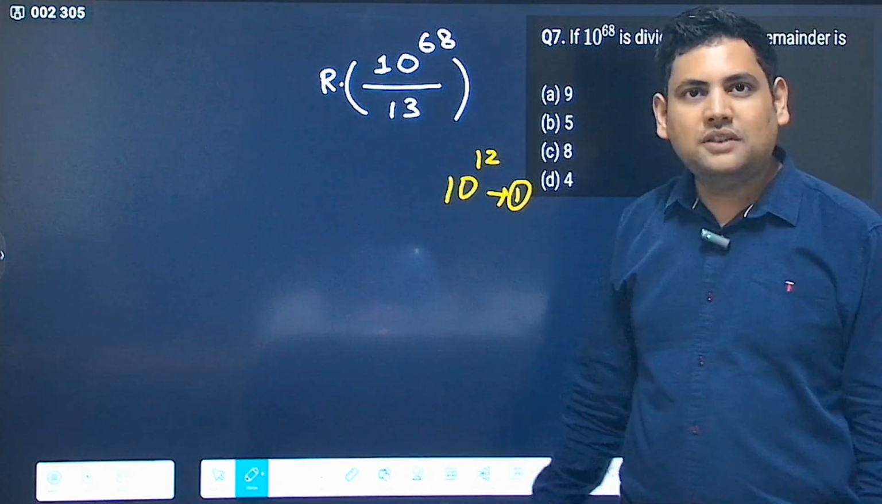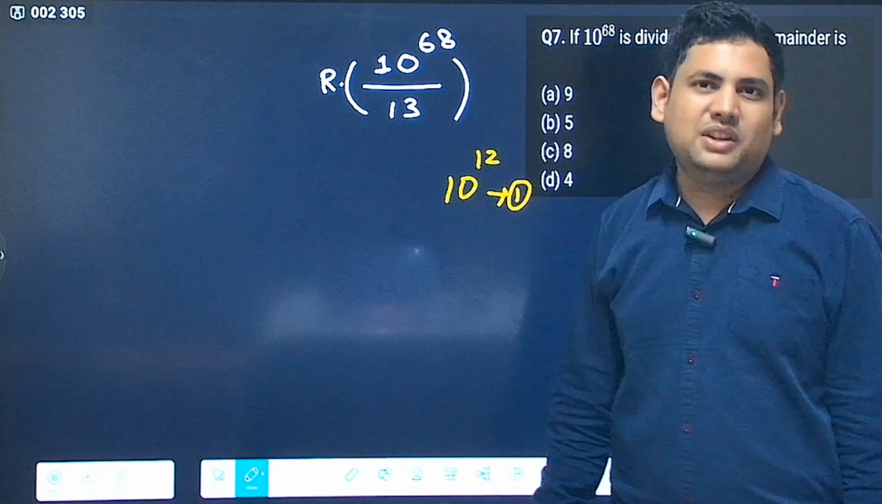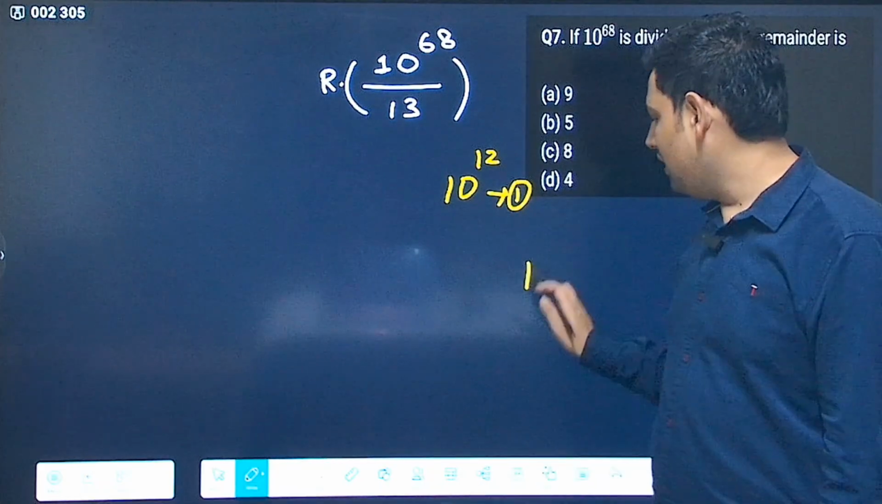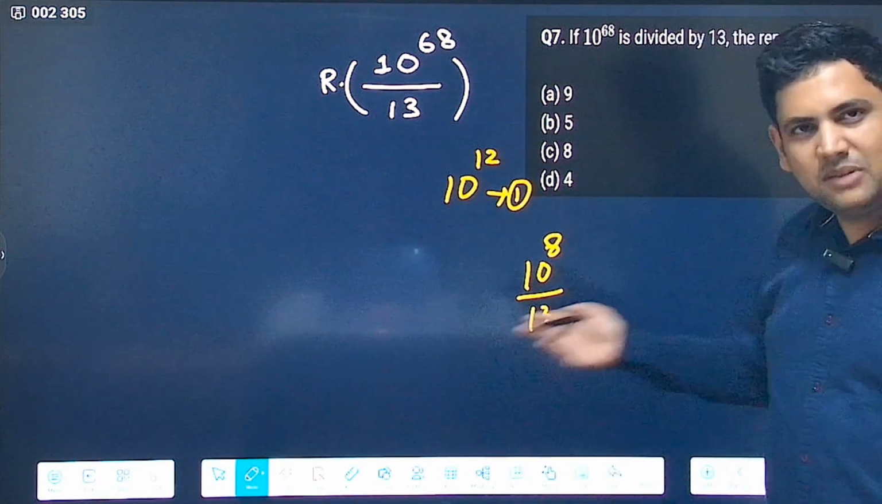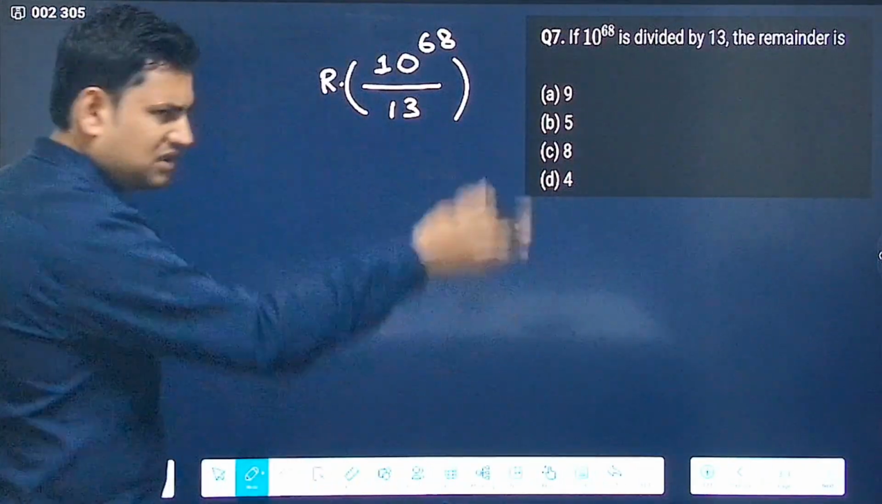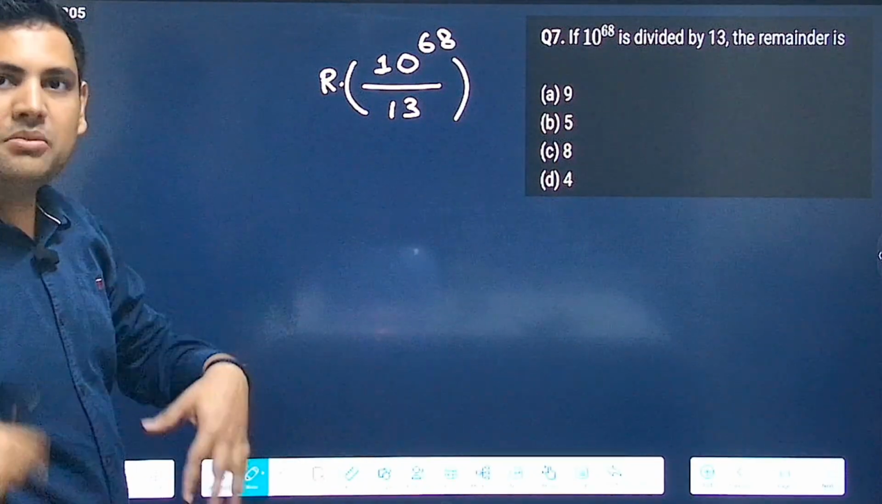Why is that not very helpful? Because 10 power 12 means the nearest multiple will be 60, and 60 is not very useful to me, because 60 will still leave 10 power 8, which is anyway a big number. You can do this by going through 13 powers also and get to the answer, but I am giving you a better method.